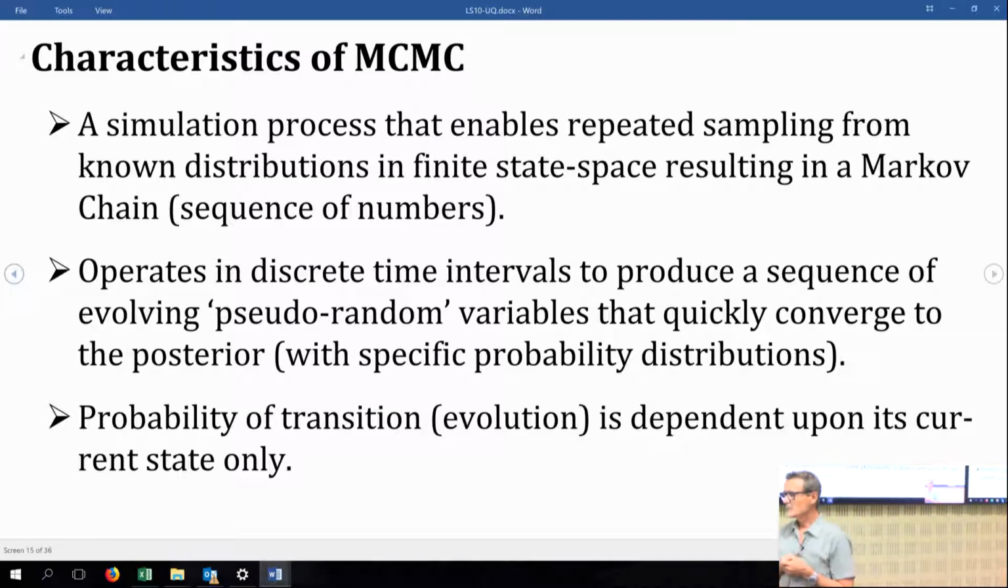We are now simulating from known distributions to solve the problem. I'm going to walk you through how that works. In discrete time intervals, at time unit 1, we draw random samples, we do some computations, and then we draw again, and we draw again. So we draw, we assess, we draw again, we assess, and we keep drawing until we get a distribution that's like what we want.